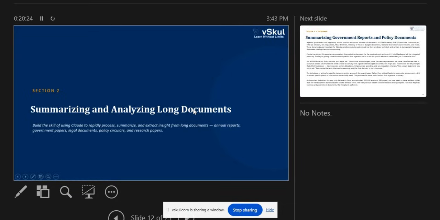So now we'll get into summarizing and analyzing long documents, which as you can see here, you build the skills of using Claude to rapidly process, summarize, and extract insight from long documents: annual reports, government papers, legal documents, policy circulars, and research papers.